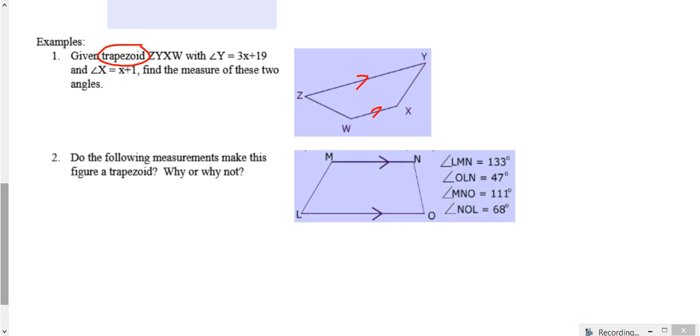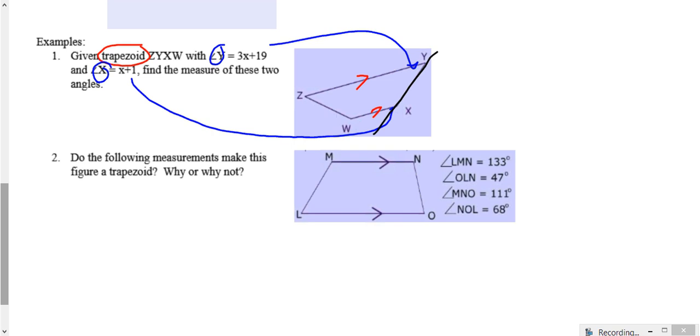They give us angle y, which is right here, and they say that that is equal to 3x plus 19. They give us angle x, and that is right there, and that is x plus 1. And if the two red arrows here represent parallel lines, this is a transversal, which makes these two angles same side interior. In other words, same side supplemental. So we know that if we took angle x and added it to angle y, we would have a supplemental relationship because they are same side interior.